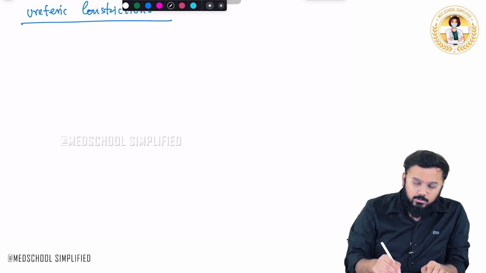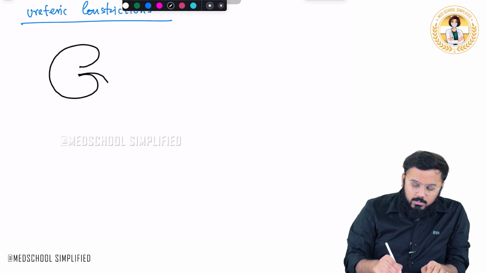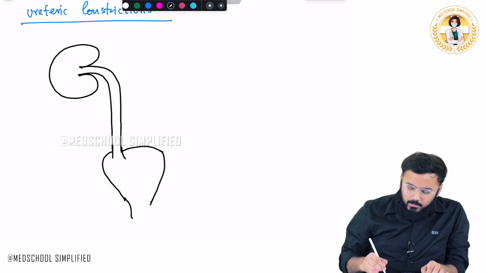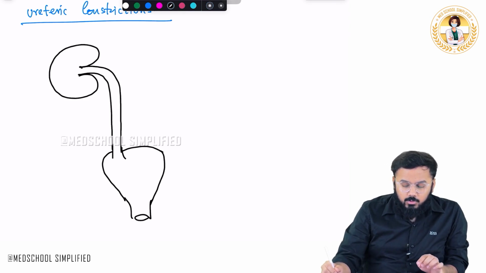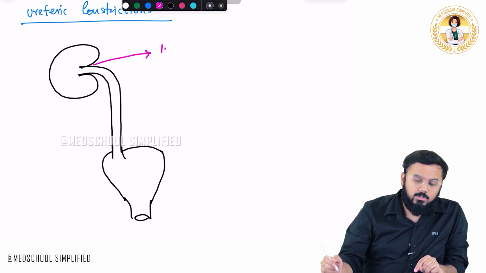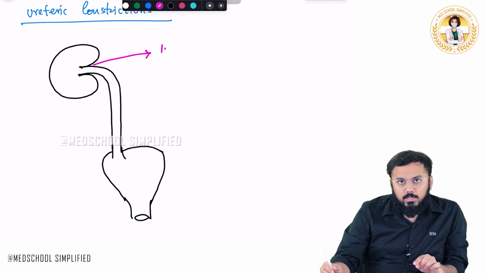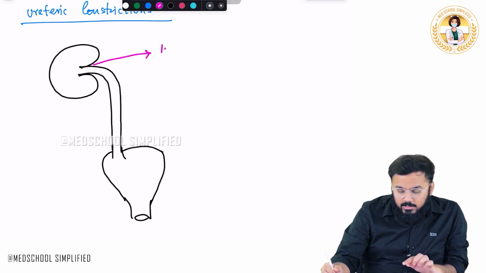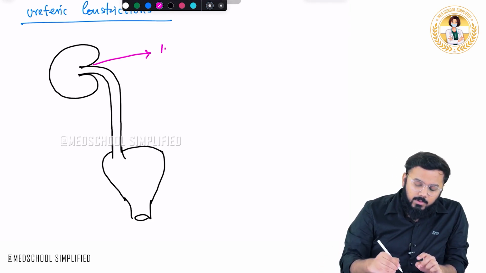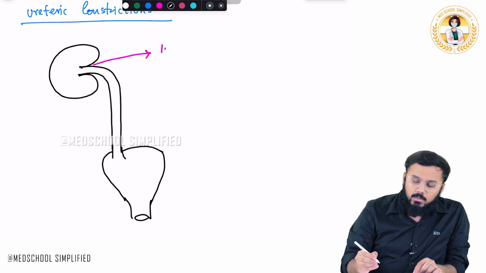For example, if you look at these ureteric constrictions, this is your right kidney and right ureter, and this is opening into your urinary bladder, and this is your urethra. I haven't drawn the constrictions over here, but I'm going to tell you what they are. This is constriction number 1. By the way, this junction is called the pelvic-ureteric junction.